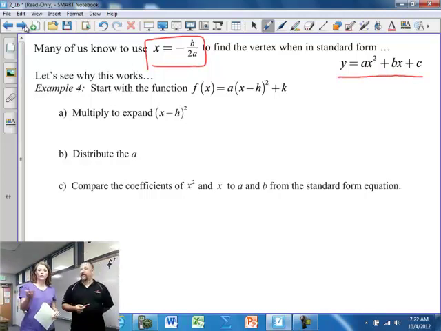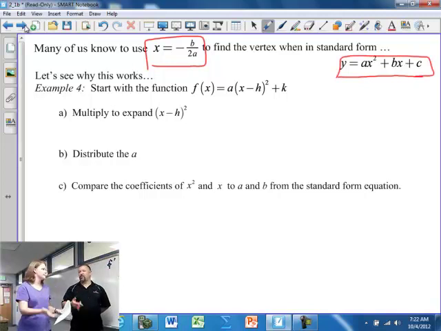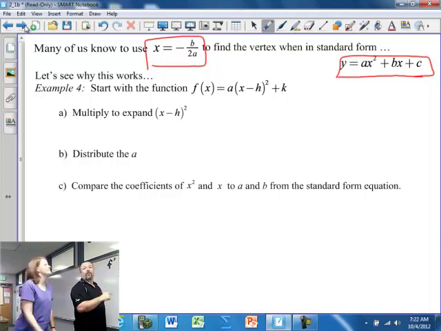All right, so we're trying to find the vertex, basically, of this equation. That's what our goal is, yes? Right, that's a standard form equation. And in Algebra 1, you were just told to memorize x equals negative b over 2a.